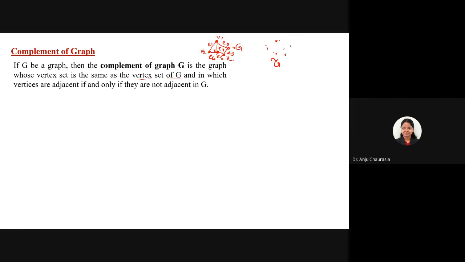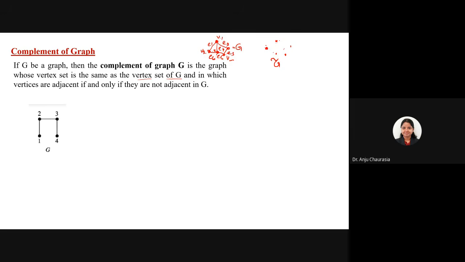But one more thing, if E1 is present here between V1 and V2, that should definitely not be in G complement. That graph means जो connection आपको यहाँ दिख रहे हैं वो connection आपको यहाँ नहीं दिखने चाहिए. This applies for each and every edge. Suppose E1, E2, E3, E4, E5 are present between these nodes, then between those nodes, it should not be present in G complement.